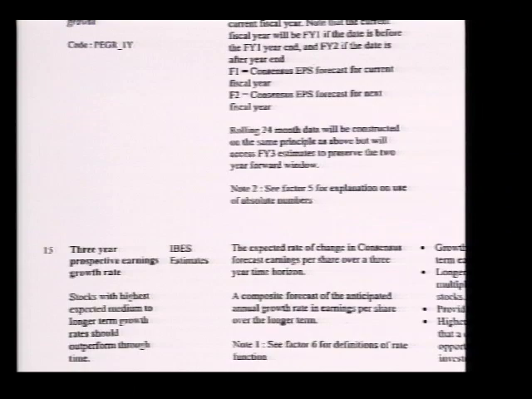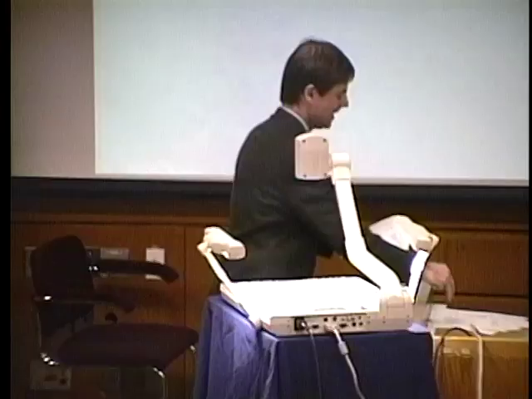And number 16 is 12-month prospective earning yield. So again, put the forecasted in there. And a 24-month prospective earning yield. And then number 17, we've got revenue growth, which is just calculated off sales or revenues, depending upon what we've got available. And that's different than earnings. It's based upon a different accounting variable.